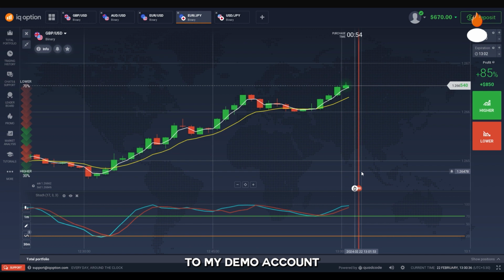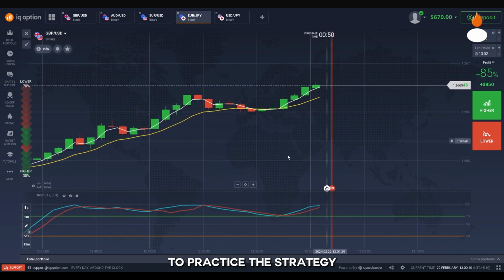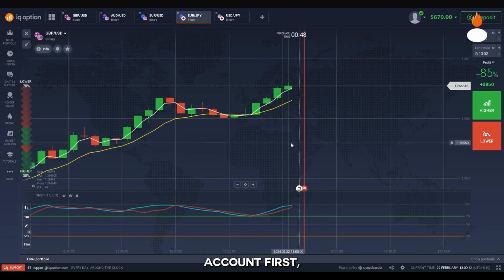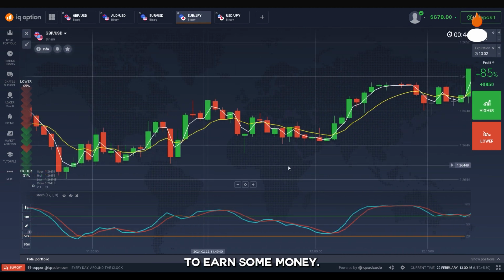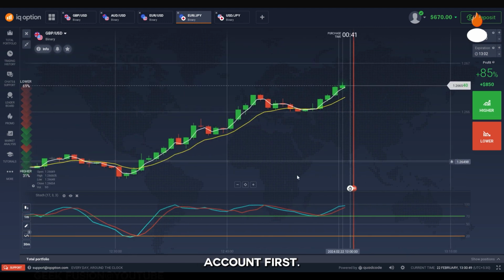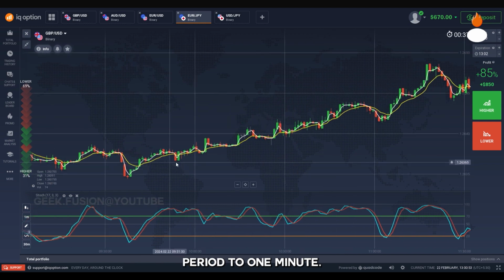Now I am switching to my demo account to show you this strategy, and I also want you to practice this strategy in your demo account first. Because I don't want you to lose your money, I want to help you to earn some money. So practice this in your demo account first, okay? Okay, first, change the candle time period to 1 minute.